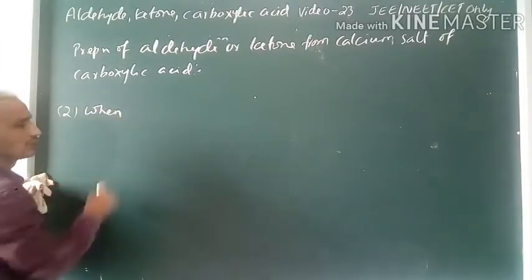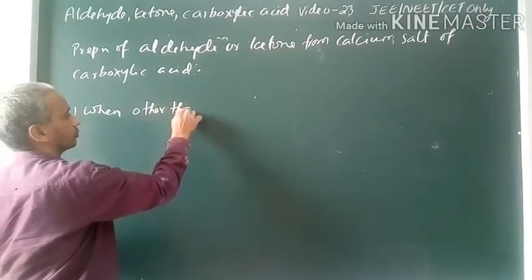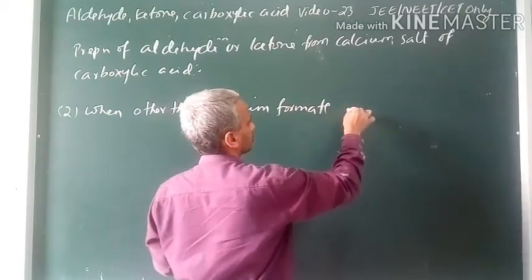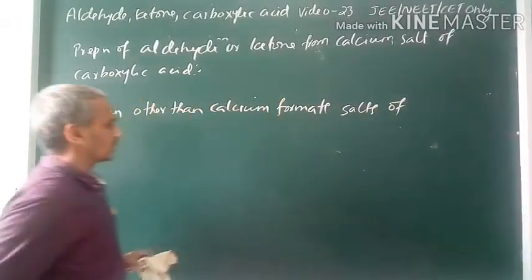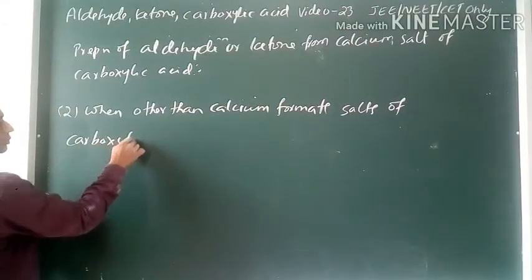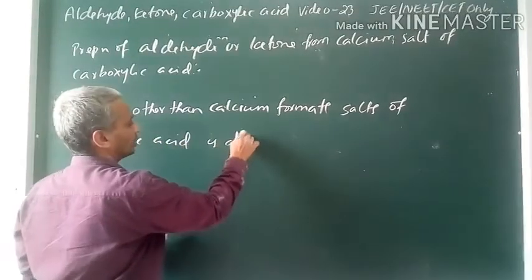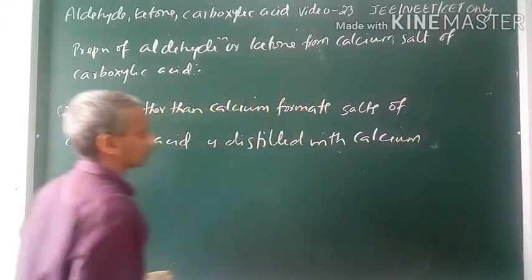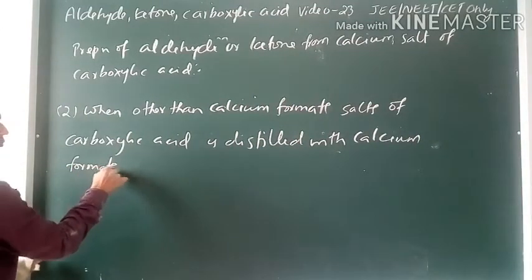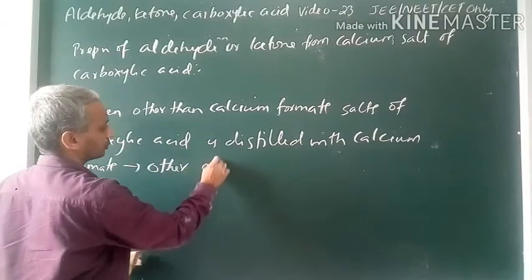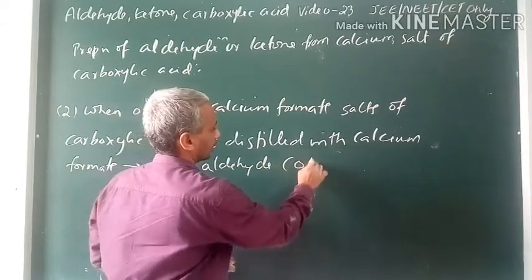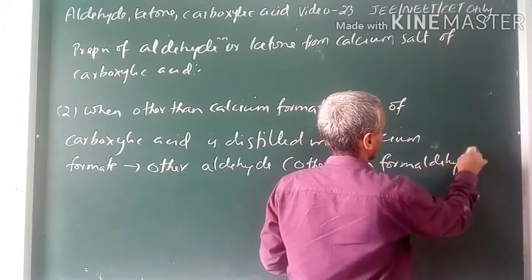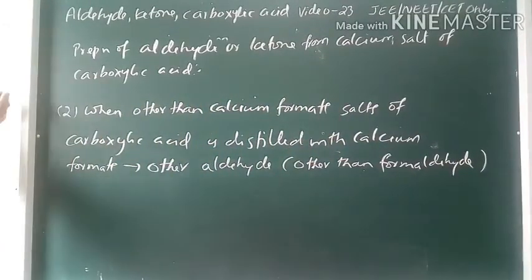When salts of carboxylic acid other than calcium formate are distilled with calcium formate, other aldehydes will be obtained, other than formaldehyde. Note this. How exactly?